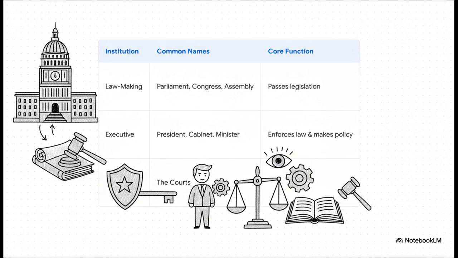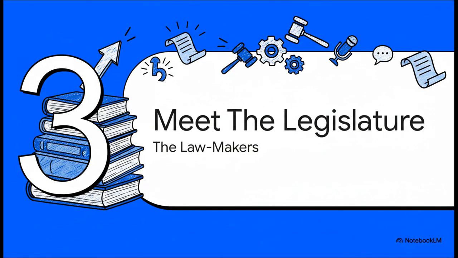Then you have the executive, the president, the cabinet. Their job is to enforce those laws. And finally, you have the judiciary, which is the court system, and they interpret the laws. See how each branch has its own job? That whole design is meant to prevent any one part of the government from getting way too powerful. All right, Section 3, meet the legislature. So for the rest of our time here, we're going to zoom in on that first branch. We're going right into the engine room, the place where our laws are actually created, the legislature.